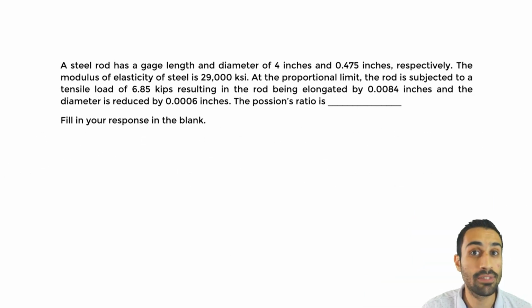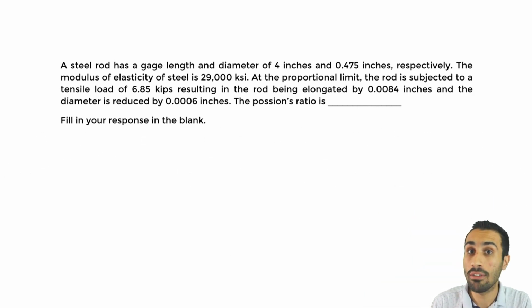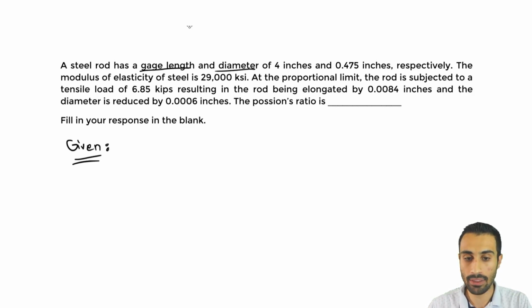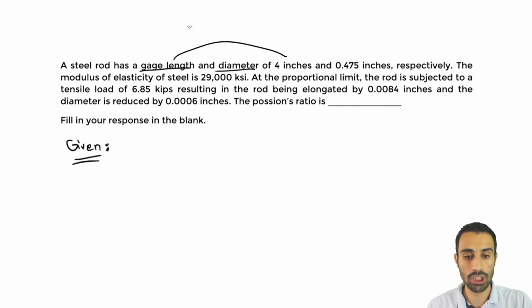Now with that, let's look at this fill in the blank FE type question and solve for the Poisson's ratio using the equation. So let's read this slowly. We're told a steel rod has a gauge length and diameter of 4 inches and 0.475 inches respectively. So now I want you to look at the first sentence and start denoting variables. So I'm gonna denote that as the given. So we know it's a steel rod, and we know that it has a gauge length and diameter. This is common, the way they denote it in their problem statements on the FE. Gauge length comes first, it's 4 inches, diameter is second.